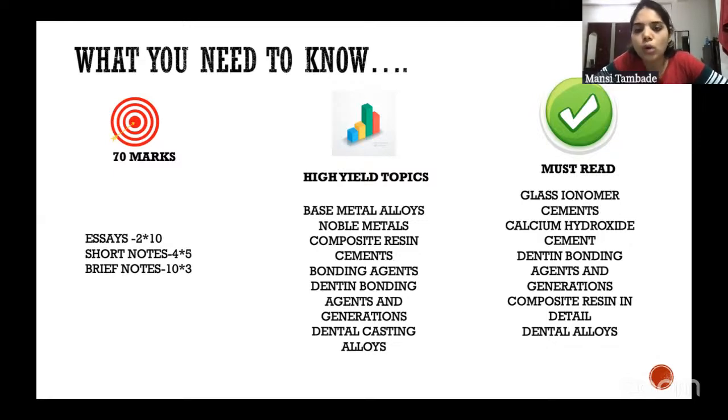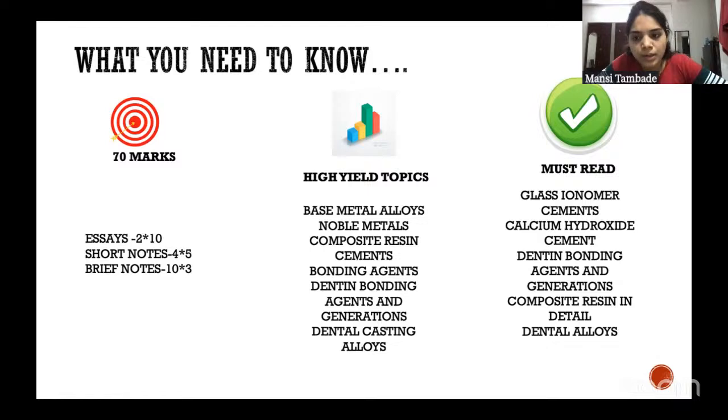Then the must-read topic I would like to personally share is glass ionomer cements. It's a very common question. The reason behind this is it can be asked in your essay. Every examiner expects you to know what glass ionomer cement is, from the definition to its composition, its manipulation, its types, and what is the latest trend we are going to use.